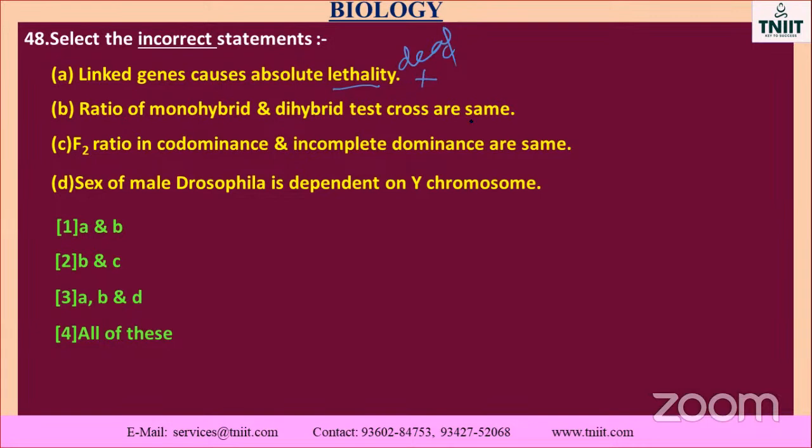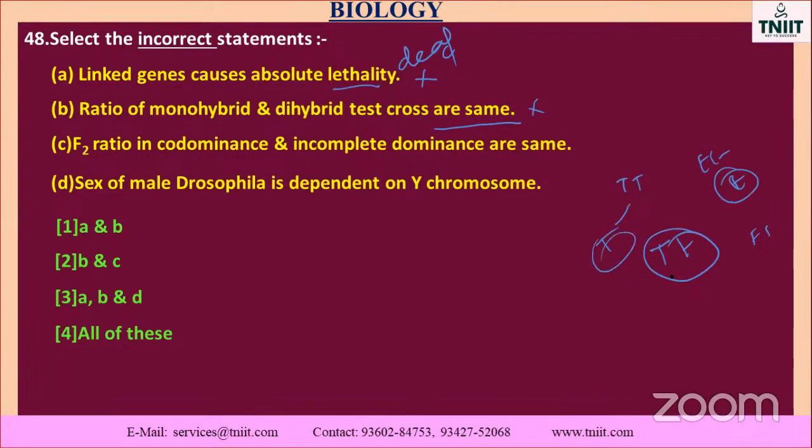Ratio of monohybrid and test cross are the same only. Okay, no. Test cross means, what is the meaning? Capital T, small t, small t. This is the parent one, isn't it? What will happen? The F1 generation you will get: capital T and small t. This is called F1 generation. Here the gamete formation is there.